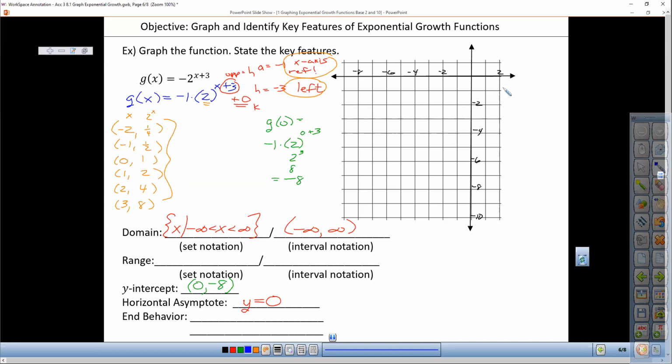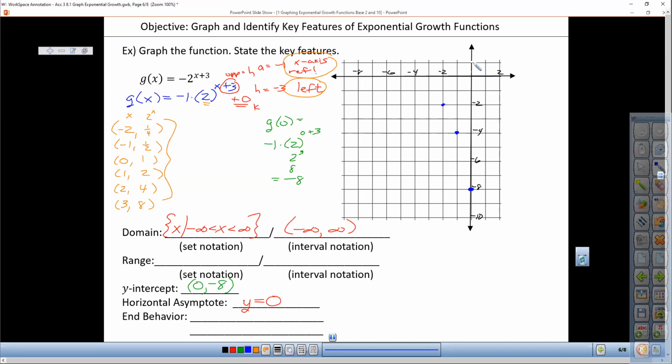So if I look at 3, 8, it's going to flip down to 3, -8, and then move left 3, 1, 2, 3, and end up here at 0, -8. Notice that corresponds to our y-intercept calculation. That's a good sign. Then I have 2, 4. So 2, 4 flips down to 2, -4, and then moves left 1, 2, 3. So it's now at -1, -4. 1, 2 flips down to 1, -2, and moves left 1, 2, 3.